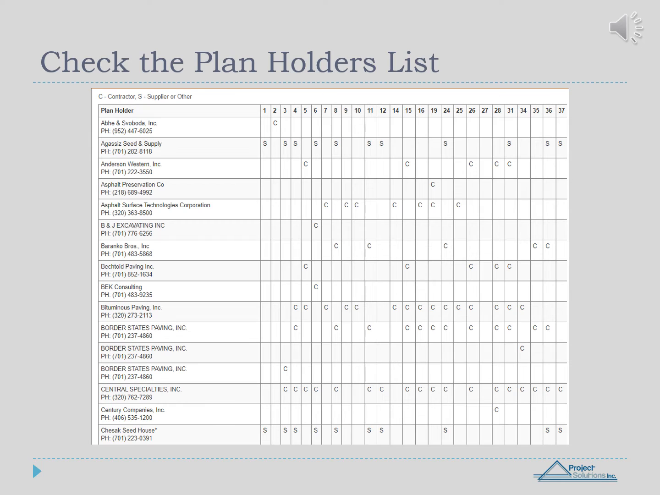On dates with multiple bids open, the plan holders list will show all the plan holders for all the projects in the date of bid opening. At the top of the sheet are the job numbers. Also take note of the DBE asterisk next to names.